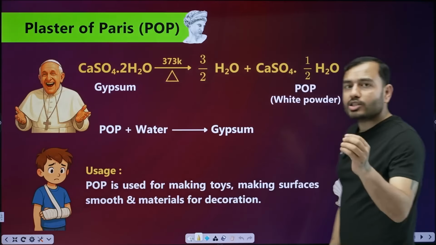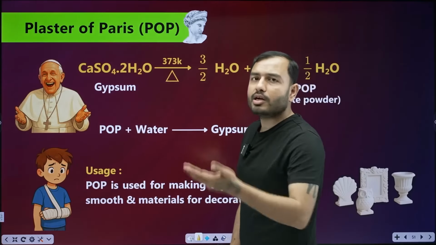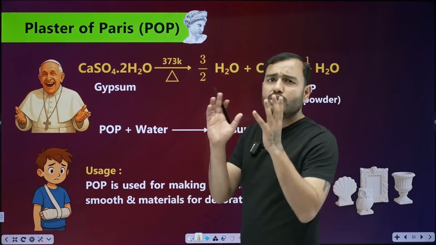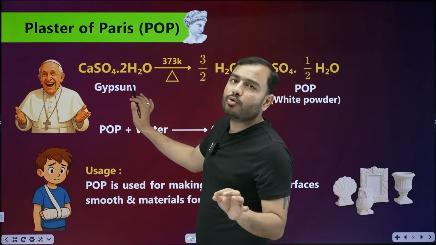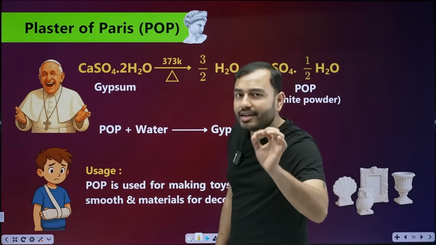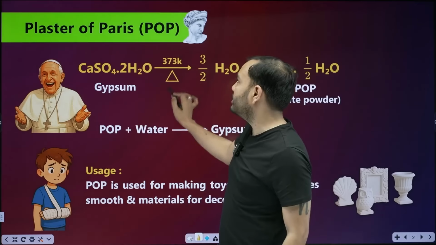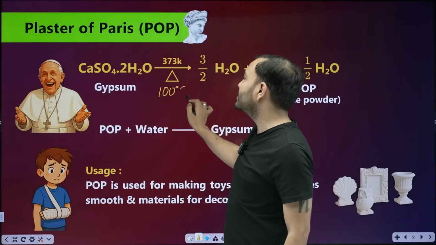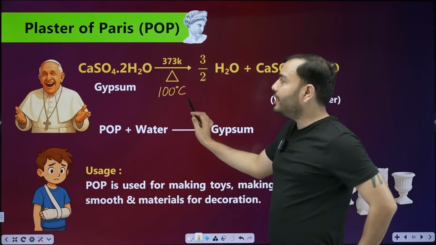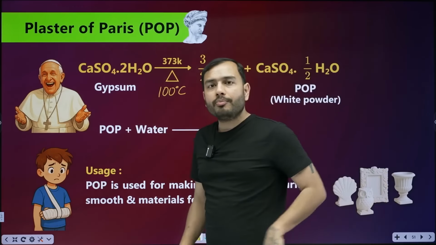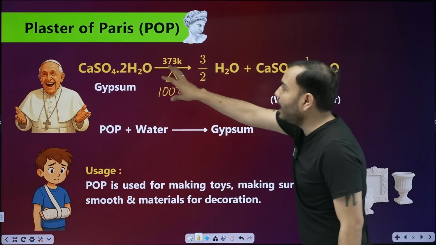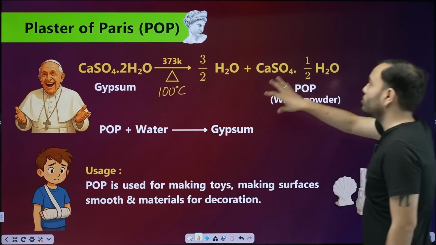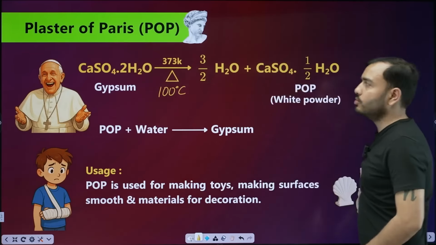Okay. Next is plaster of Paris. You must have seen plaster of Paris in your home. It shines and is used to make toys. How is it made? It is made from gypsum. What is gypsum? CaSO4.2H2O. If you heat gypsum at 373 kelvin, which means 100 degrees, it might be written in the exam. When you heat it, remove half water from it, remove half H2O, and the product is CaSO4 with half H2O, CaSO4.½H2O.